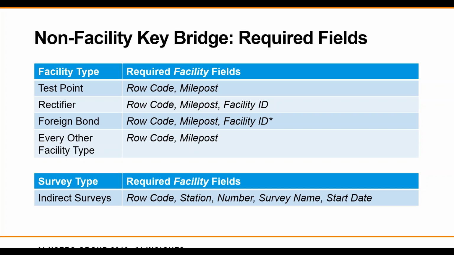What is the asterisk on facility ID? It's a good question. Because I've done this before, the required fields for foreign bonds are row code and milepost. If you have an RMU tied to that bond and you update the facility record and you don't have it populated, you're going to wipe out your link to that RMU. So it's a good idea to use that regardless if your bonds have RMUs. Good question. I almost forgot to mention that.